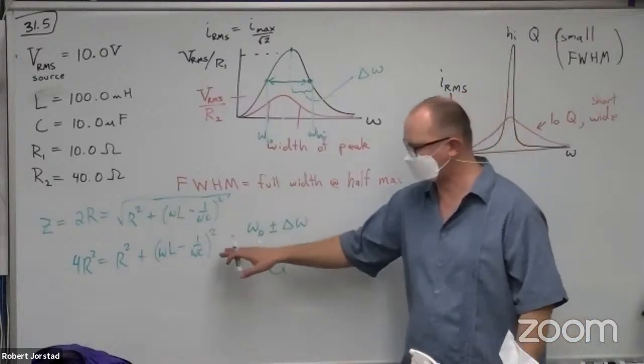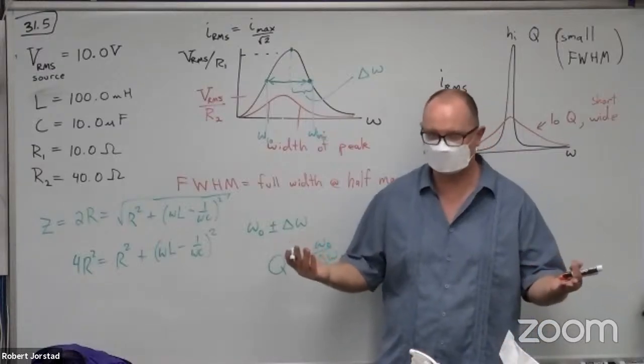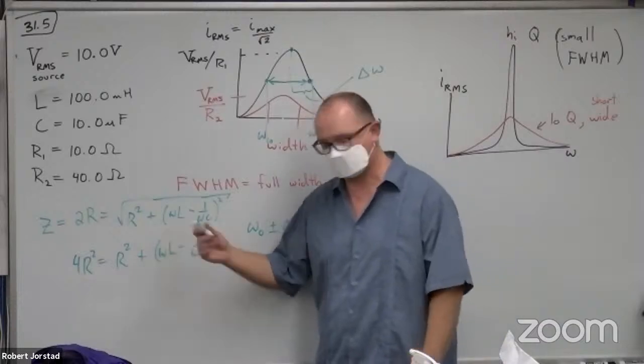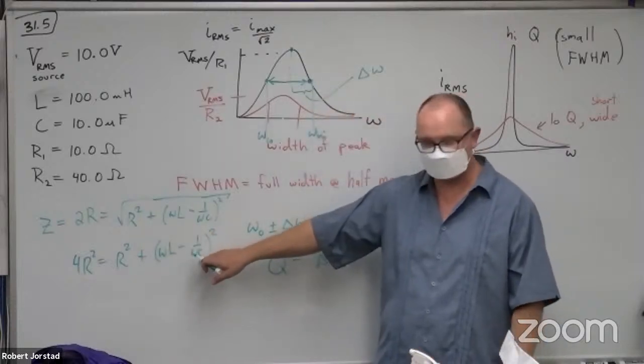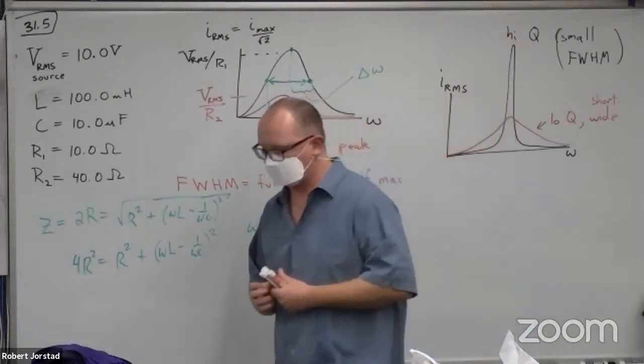What type of problem is this? I'm solving for omega. It's a quadratic formula in omega to the fourth, right? So you have omega squared, and then you're going to want to multiply by omega C to get rid of the denominator. All right. I'll let you guys do that on your own.